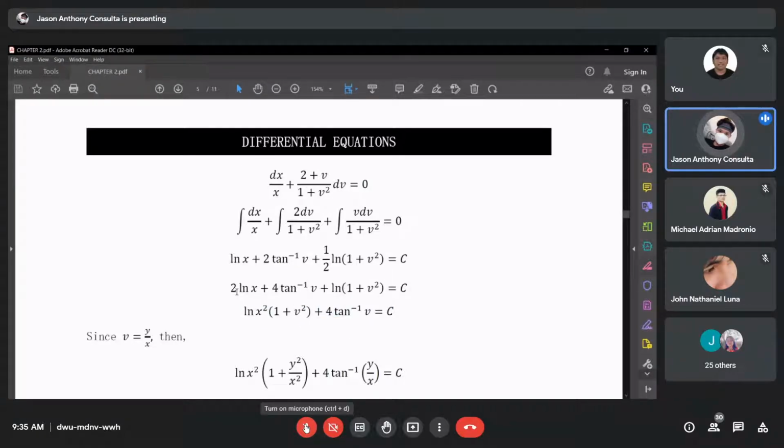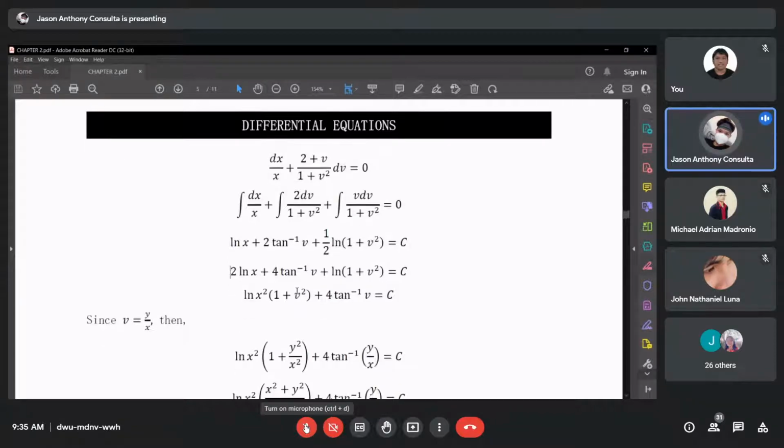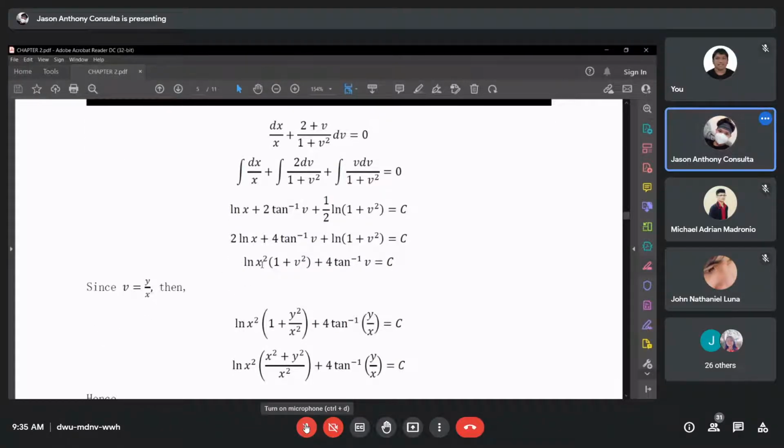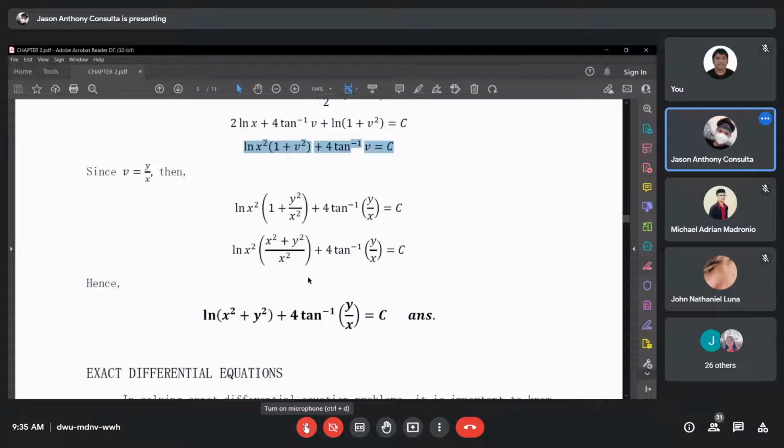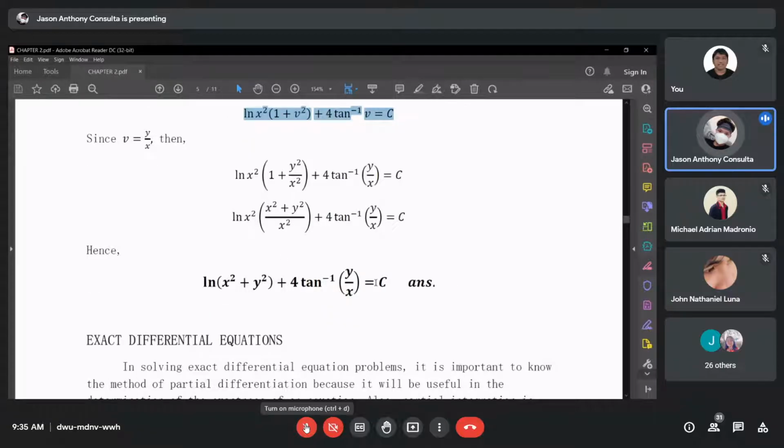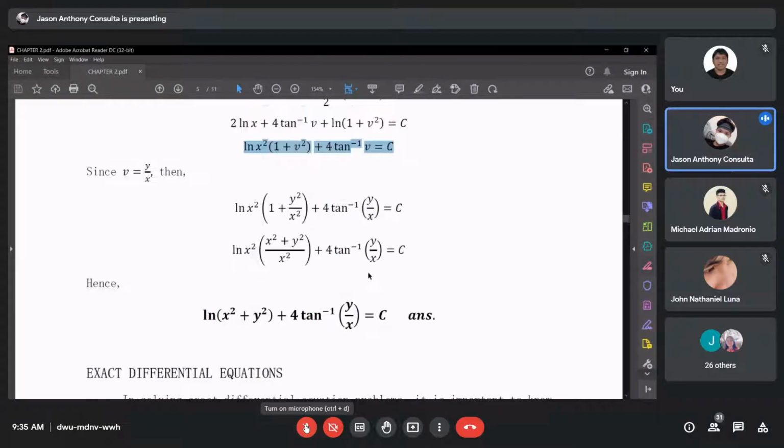Kung pwede pa siyang ma-simplify, huwag nyo munang i-substitute yung y over x sa v kasi mahihirapan tayo mag-simplify since may magdadagdag kayo ng fraction. So, mas maganda if you're going to substitute the values of v right after you simplify your answer. Okay, so pag nakuha nyo na to, simplest form, substitute na yung v is equal to y over x. Kung pwede pa ma-simplify, sige lang, hanggang makuha nyo yung final answer. Okay?